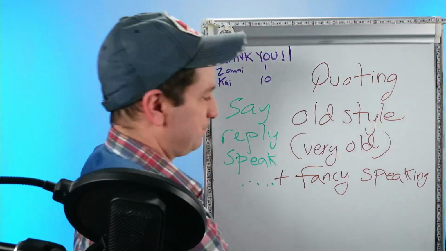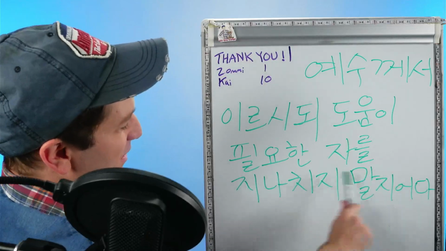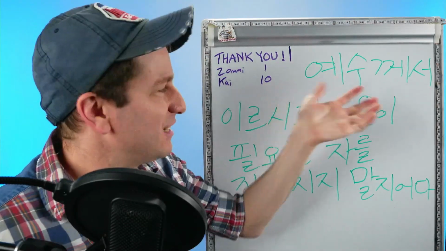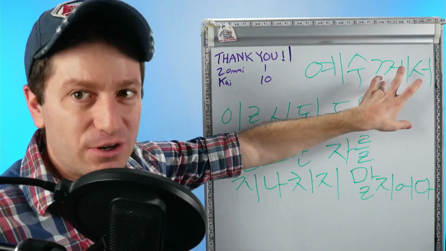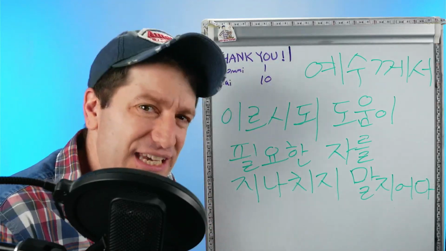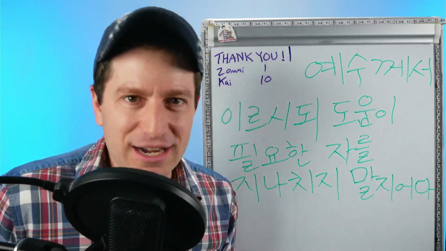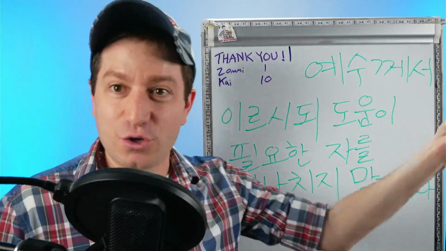Let me give you an example. 예수께서 이르시되 도움이 필요한 자를 지나치지 말지어다. 예수 would just be Jesus in Korean. 께서 is the honorific 가 or 이 or 가. 이르다 is a word that means to say or speak something. So it's not just the same as 말하다. It's like 뭔가를 말하다, to say something. So Jesus says, and then the quote.